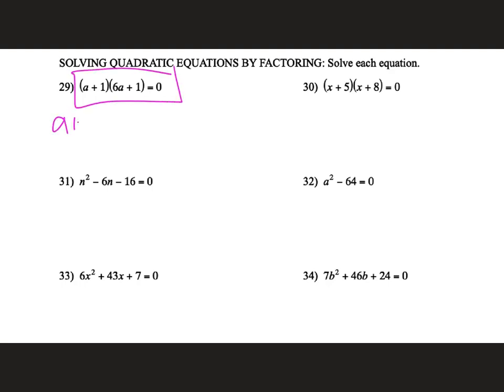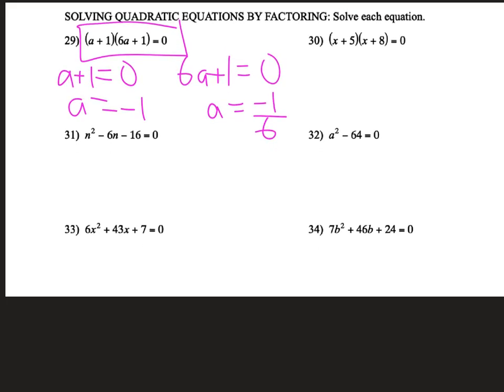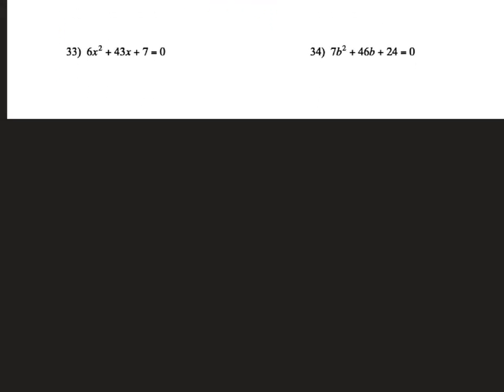So what I need to do is write a plus 1 equals 0 and solve that, and 6a plus 1 equals 0 and solve that. So I get a is negative 1. This one, I'm going to subtract 1 from both sides and then divide by 6. So I get a is negative 1/6. So if the problem's already factored, all you have to do is write those two equations and solve them. If the problem is not already factored, then I need to do the work out.